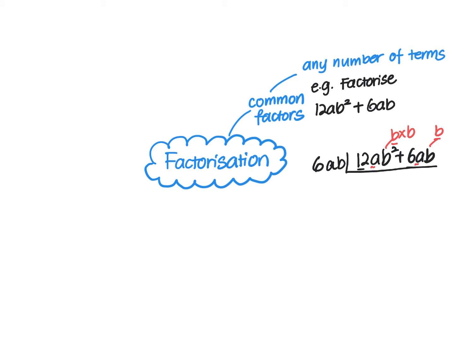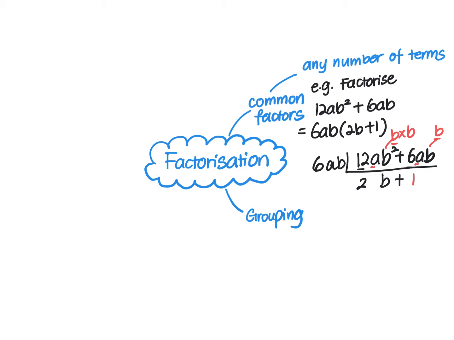Then 12 divided by 6 gives me 2. ab squared divided by ab, I'm left with a letter b. Plus, now this part over here, most of the students will take it as 6ab divided by 6ab, there's no more terms, but that's not true. 6 divided by 6, a divided by a, b divided by b is actually the number 1. So we can write this expression as 6ab times (2b plus 1). So this will be using a skill on factorization by common factors.